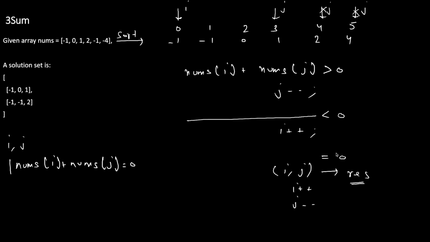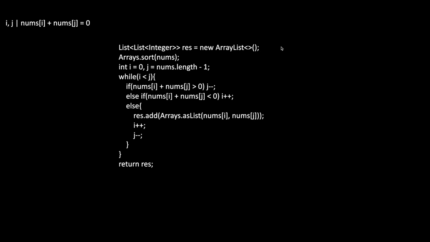Let me just show you the code for this and then things will be clear. So this is the code. What we are going to do is maintain a resulting list. We will sort the array. Then we will have two values i, j, which are at the left and the right extreme, and you will simply loop this while i is less than j.